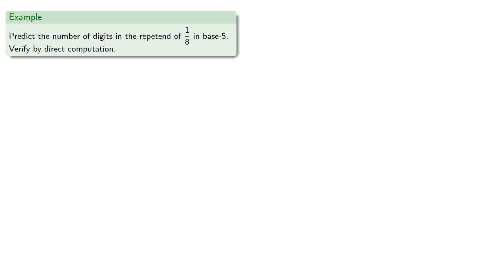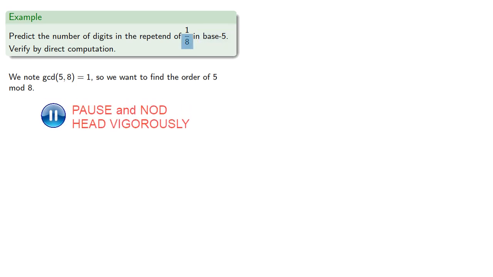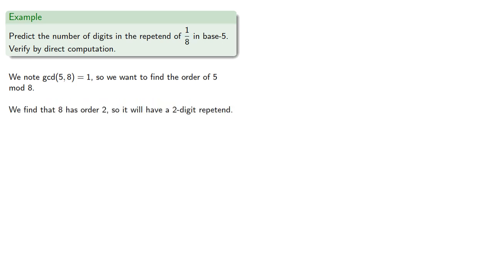So let's try and predict the number of digits in the repetend of 1/8 in base 5 and verify by direct computation. So we know the greatest common divisor of 5 and 8 is 1, so we want to find the order of 5 mod 8. It's important to see that we're looking for the order of the base mod the denominator. We find that 5 has order 2, so this should have a 2-digit repetend.